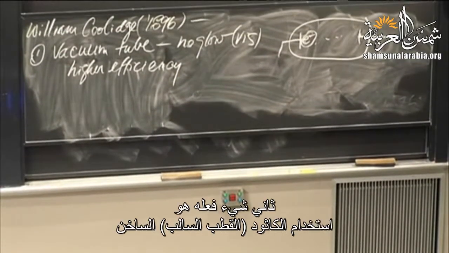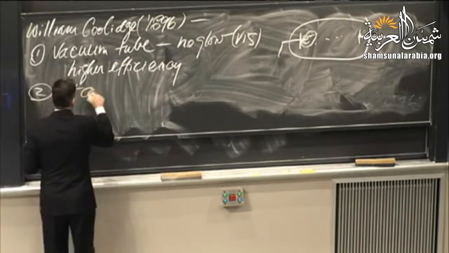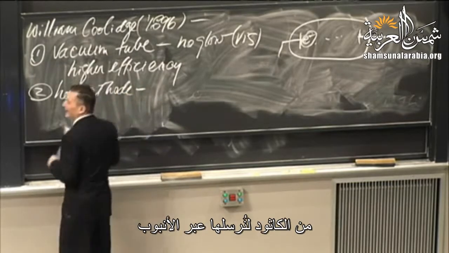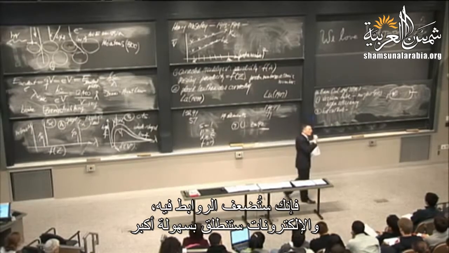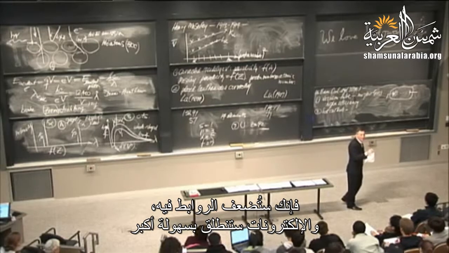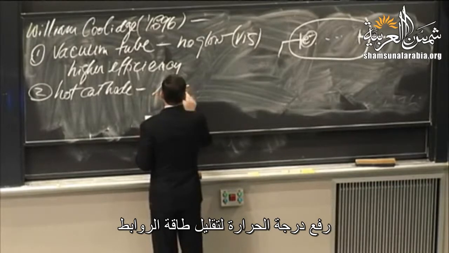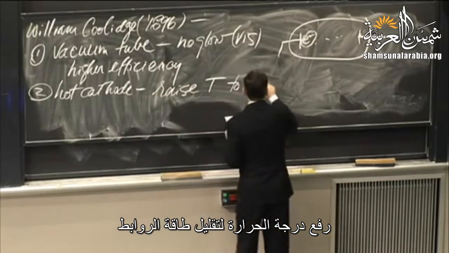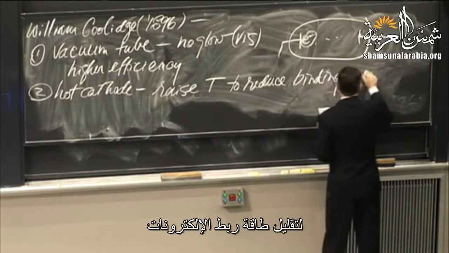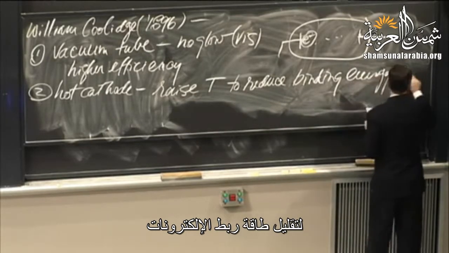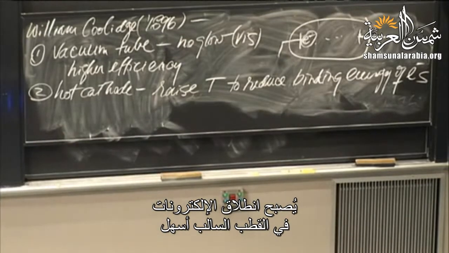What's the second thing he did? Second thing he did was hot cathode. Remember, you're trying to rip the electrons out of the cathode and send them on their journey. So Coolidge reasoned that if you heated the cathode, you'd weaken the bonds, and the electrons would come off. They'd boil off much more readily. Raise temperature to reduce the binding energy of the electrons in the cathode, which makes them easier to boil off.